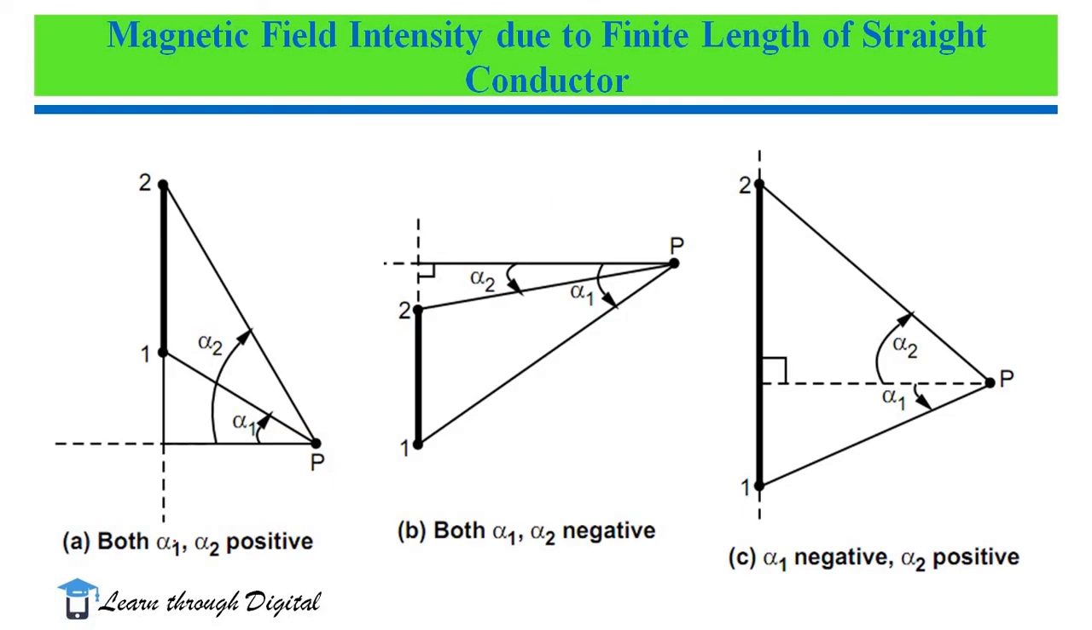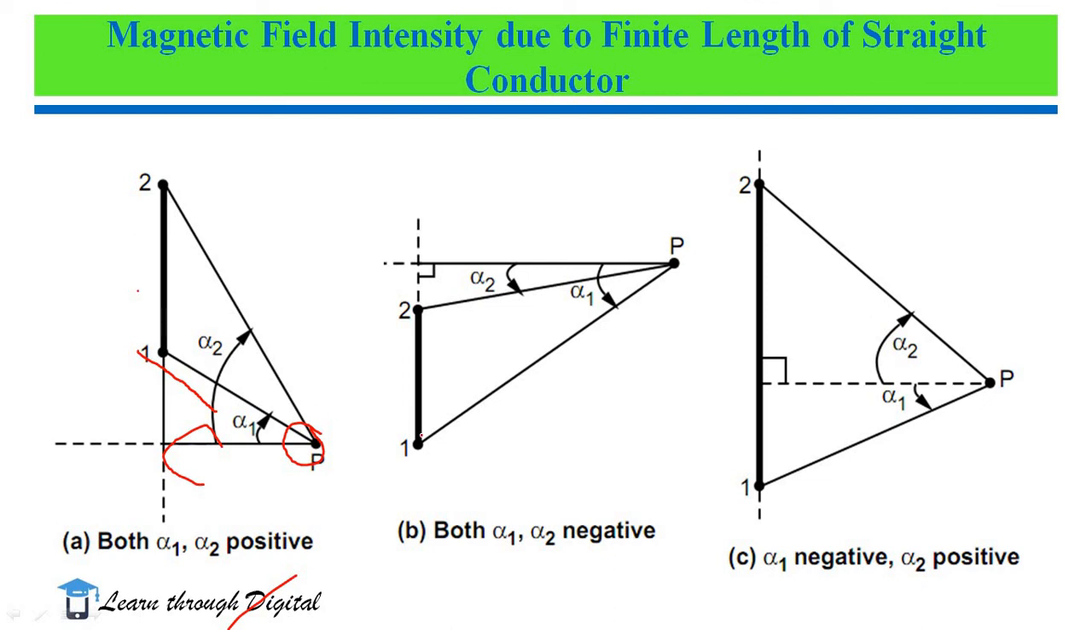We should give attention to the signs of alpha 1 and alpha 2. While calculating magnetic field intensity, we should take care of the signs of alpha 1 and alpha 2. Depending upon the position of P, alpha 1 and alpha 2 may be positive or negative. You see figure A. Here point P is below the lower end of the conductor. Therefore alpha 1 and alpha 2 both are positive.